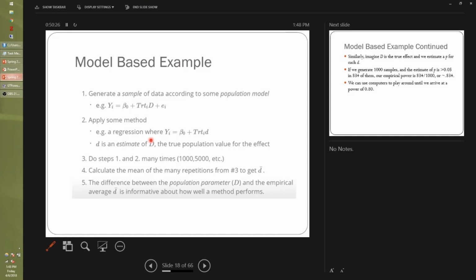And so let's say we have a model-based example. We're going to generate a sample of data according to some population model. So let's say this population model is a regression, where really all you're doing is you've got y equal to some intercept plus a treatment effect and error. That's your population model. This error, this E, is usually normally distributed with a mean of 0 and some variance, but it's just some noise, right? So each person gets the effect of not being treated plus whether or not they were treated, and then some deviation from the mean.